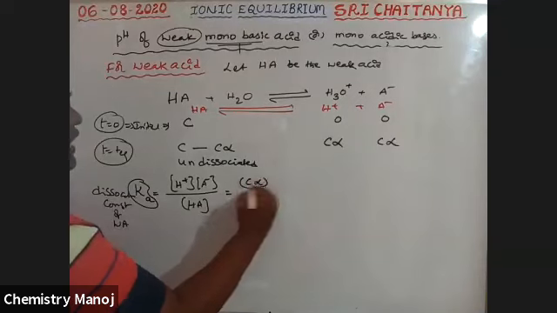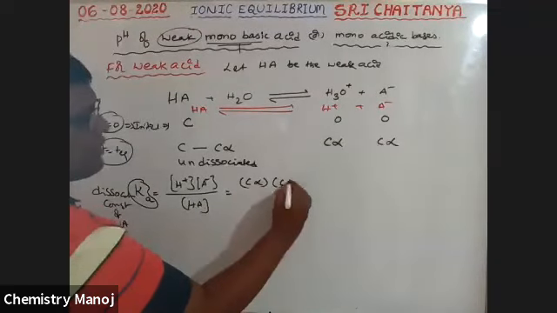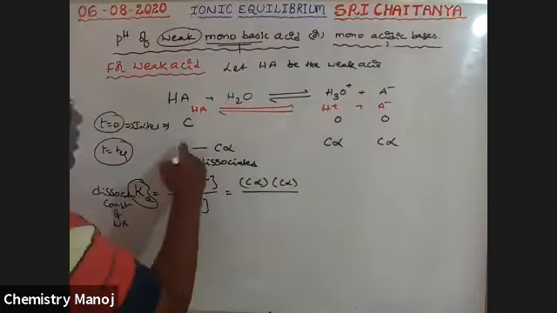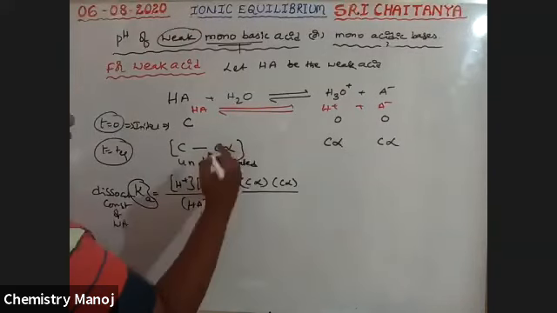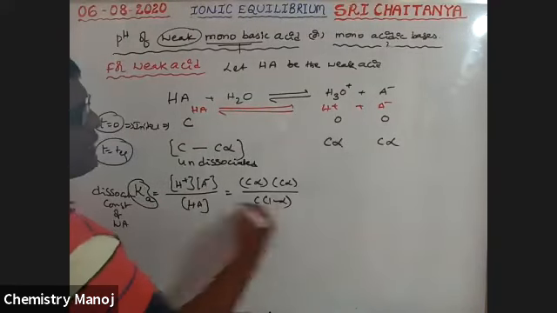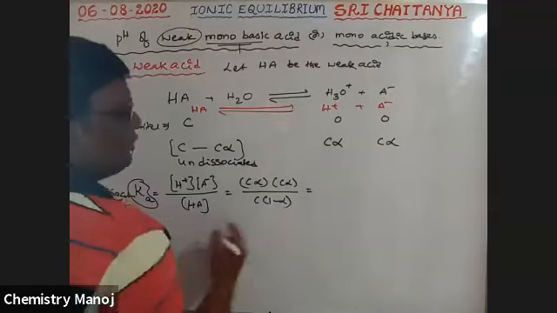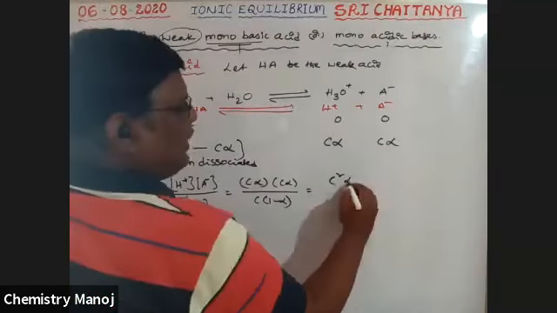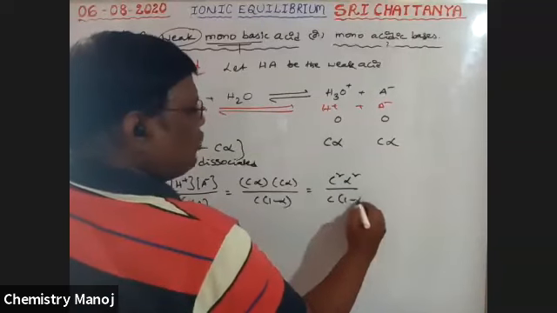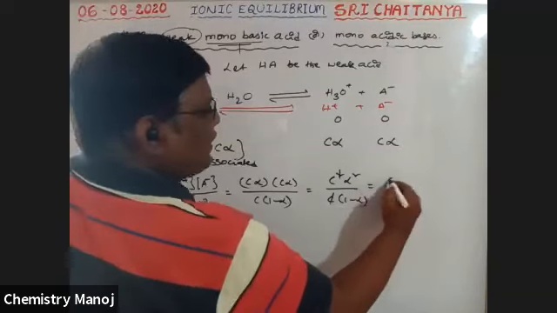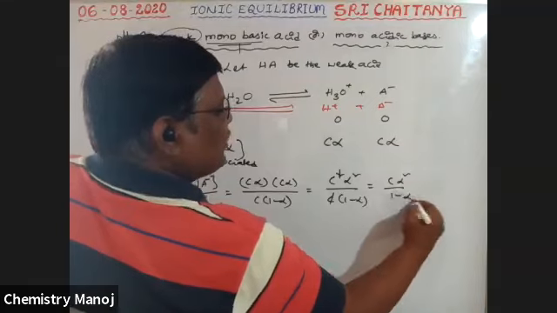Now H plus concentration is C alpha and A minus concentration is C alpha, by HA concentration at this condition, C minus C alpha, that is C into 1 minus alpha. So that is equal to C square alpha square by C into 1 minus alpha. C gets cancelled. Ka equals C alpha square by 1 minus alpha.